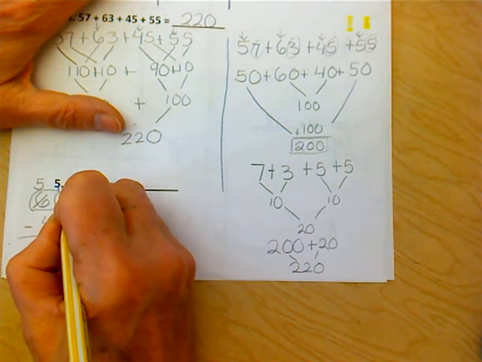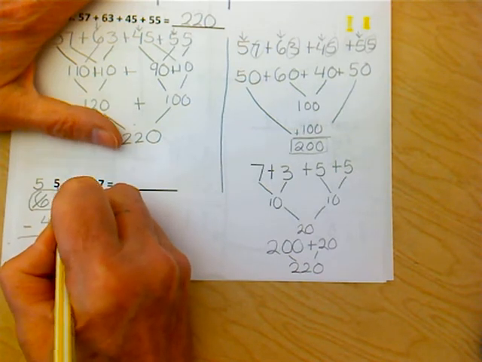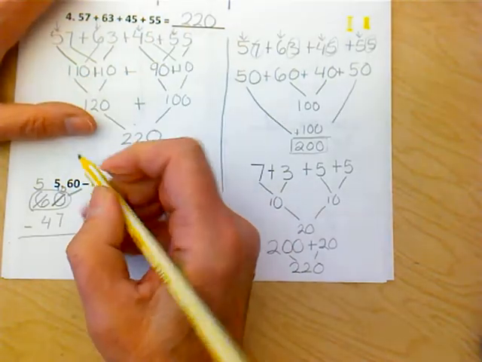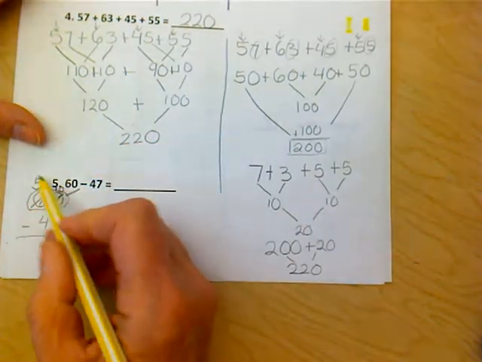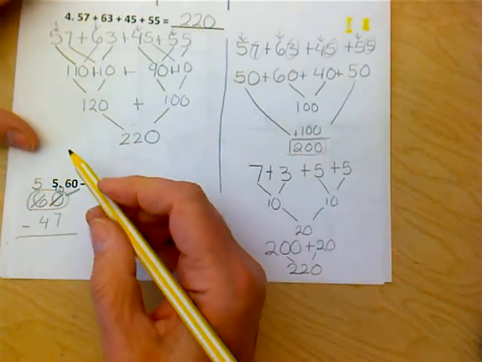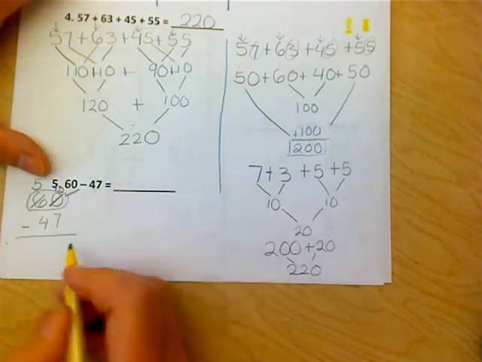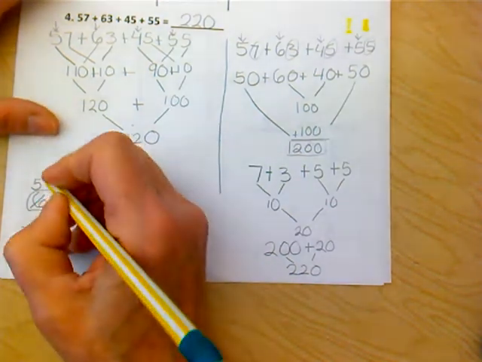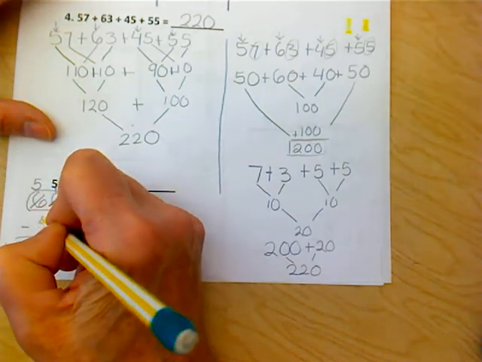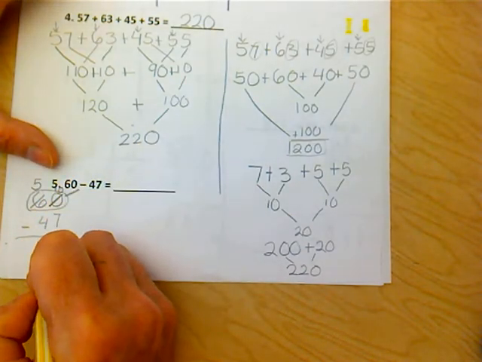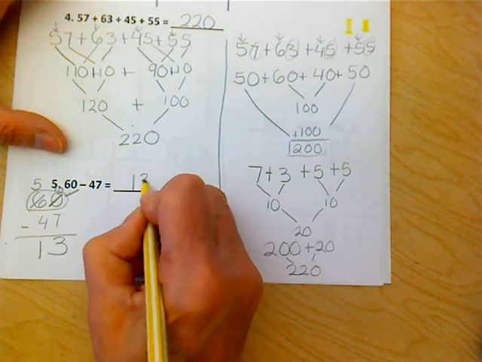I am recording, and I'm going to take that decomposed 10 and add it to my ones. 1 10 plus 0 ones is 10 ones. There we go. And now that I have decomposed my 10, I can continue on with my subtraction. 10 ones take away 7 ones is 3 ones, and 5 10s take away 4 10s is 1 10, giving us a difference of 13.